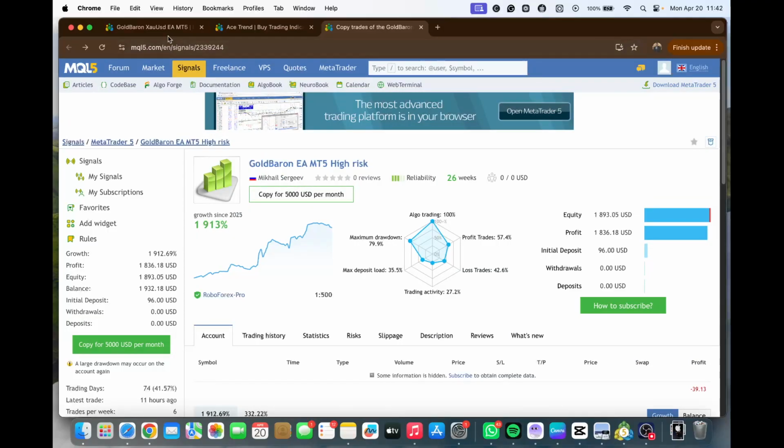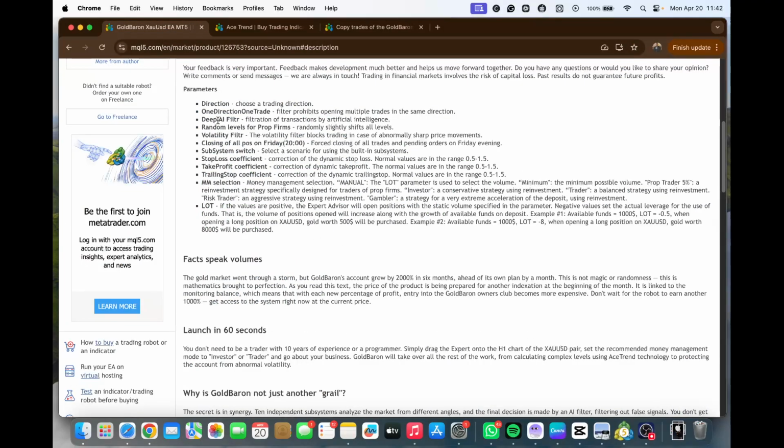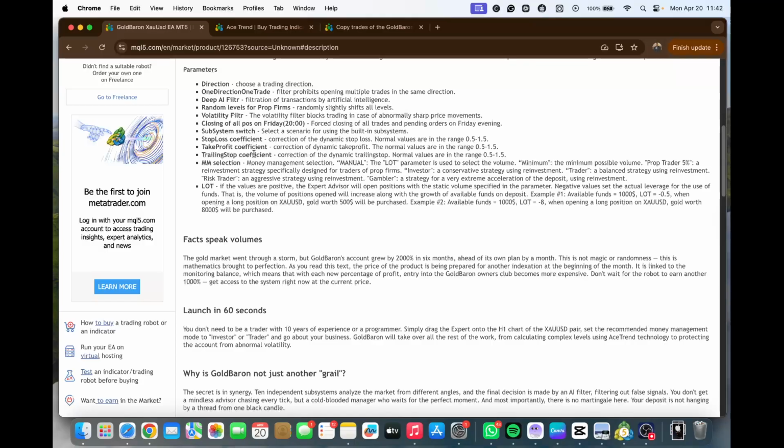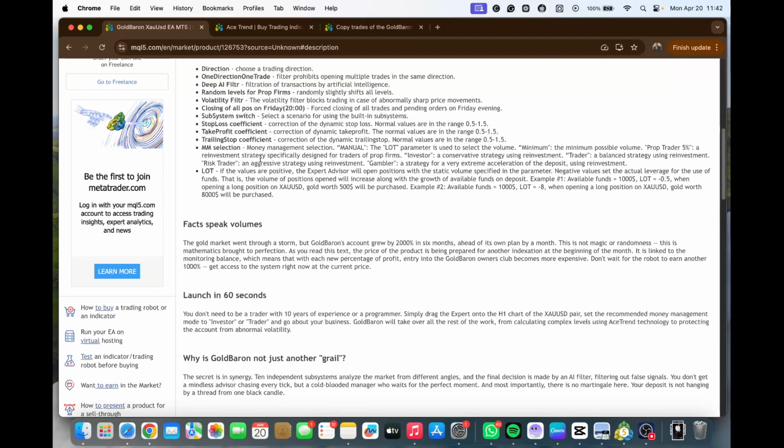And other useful settings include the deep AI filter. This one just helps cut false entries. We also have the volatility filter. We also have random levels for prop firms, and this one is a clever little trick to shift stop loss and take profit levels slightly so prop firms don't flag you for copying. We also have the Friday close. It's excellent because it stops you getting caught in weekend gaps. That's all for the settings.